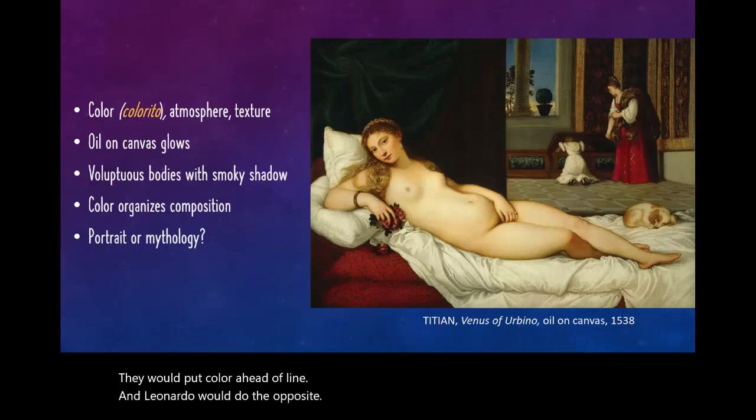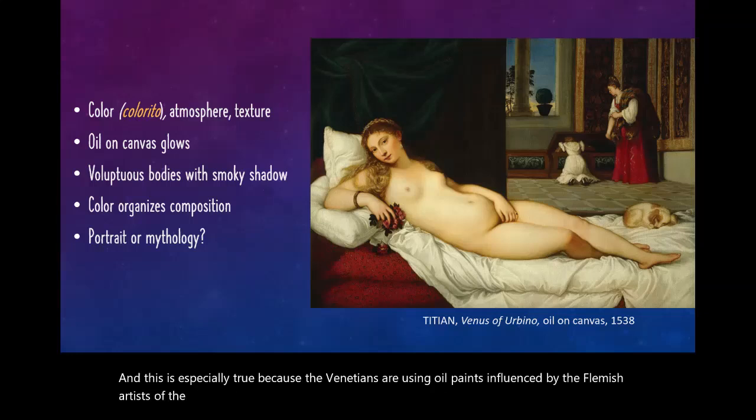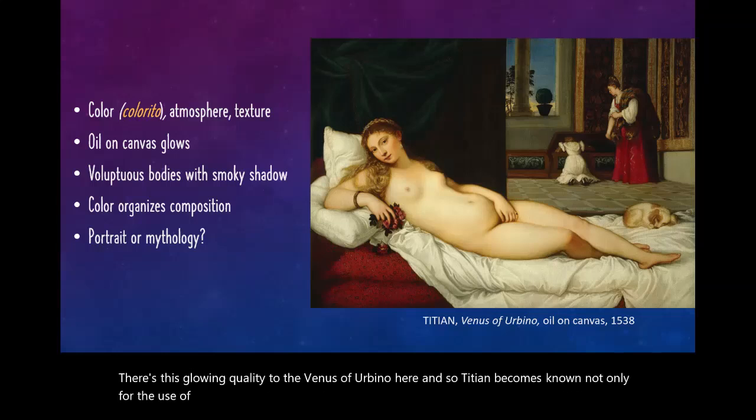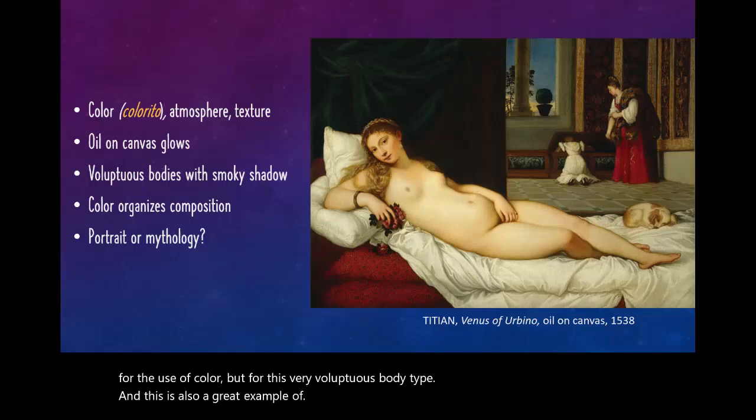And this is especially true because the Venetians are using oil paints influenced by the Flemish artists of the Quattrocento. There's this glowing quality to the Venus of Urbino here. And so Titian becomes known not only for the use of color, but for this very voluptuous body type. And this is also a great example of what becomes a staple in Western art, the reclining female nude. This is a Venus that is very different from Botticelli.